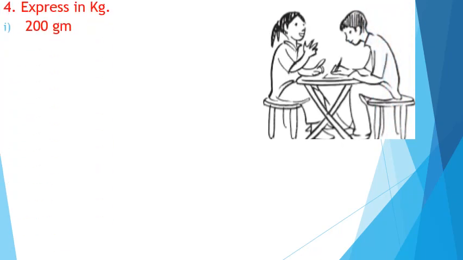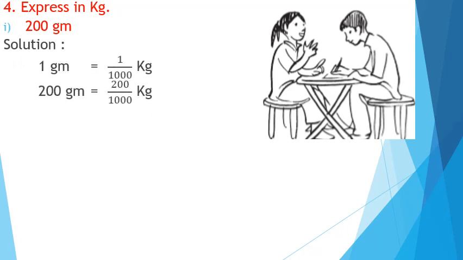Our next question, express in kilogram. First question, 200 gram. We know that 1 gram equal to 1 upon 1000 kg. Therefore, 200 gram equal to 200 upon 1000 kg equal to 0.200 kg. That gives 0.2 kg.